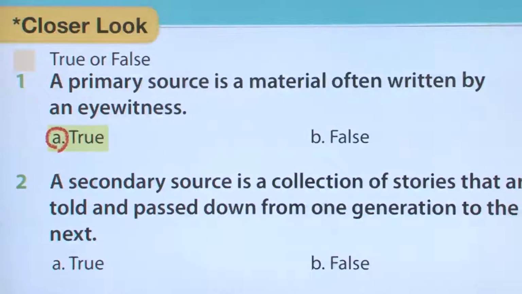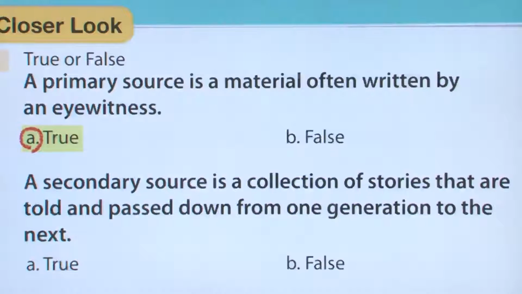Question number 2. A secondary source is a collection of stories that are told and passed down from one generation to the next. Is this statement A, true, or B, false? This is B, false. A secondary source is usually a source that used primary sources when it was being created. So a history report that a historian writes is a secondary source. They use primary sources mainly to produce secondary sources of information. A history textbook is a good example of a secondary source.